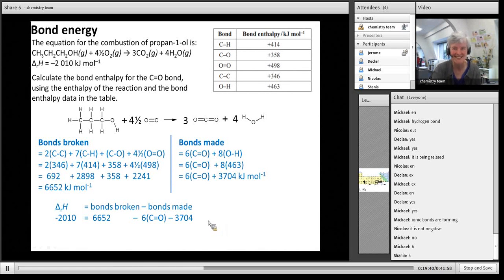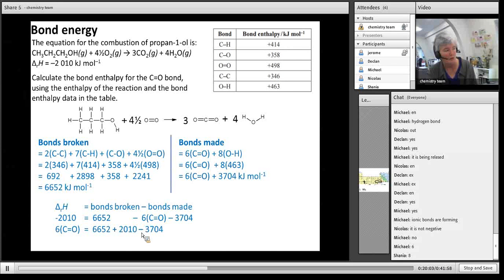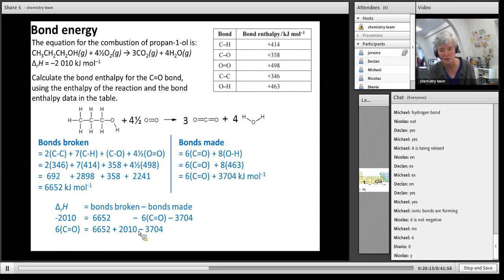Okay. Right. So now we just solve for the C double bond O. So I'm keeping the 6 still with it. I've taken this minus 6C double bond O, and I've brought it across so it becomes positive, and I've taken this negative number and brought it across so it becomes positive. Does anybody not understand that algebraic step? You know, where I've said I've taken a negative number and brought it over, and the other side it's become positive. You all happy with that? You can say Y for yes or N for no.